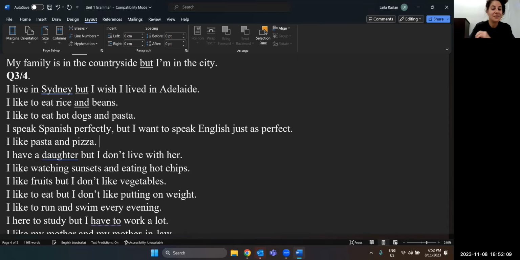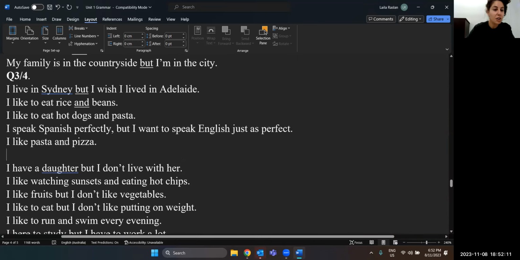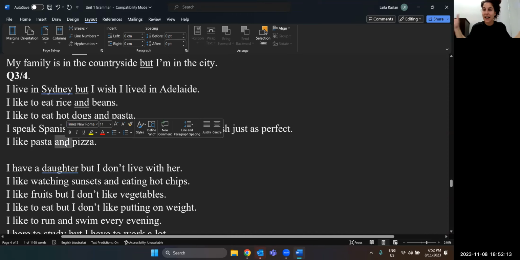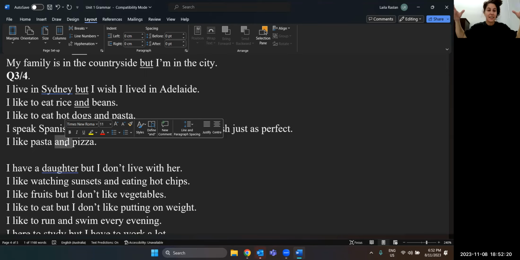pizza. Same here. So make sure what you put before and after and are in the same category. So if they're activities, keep them activities. If they're food, keep them food. If they're places, like I like Argentina and Colombia, then keep them in the same. Do you like that part? Do you know what's that?